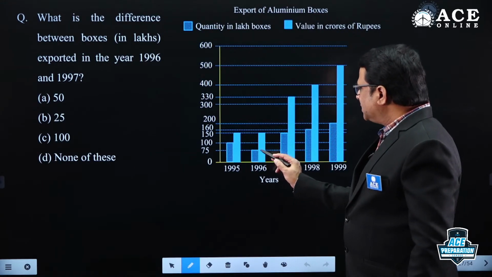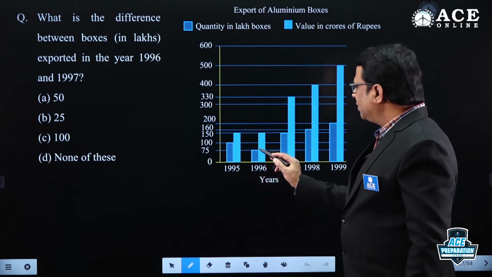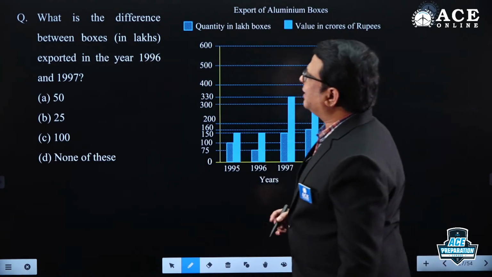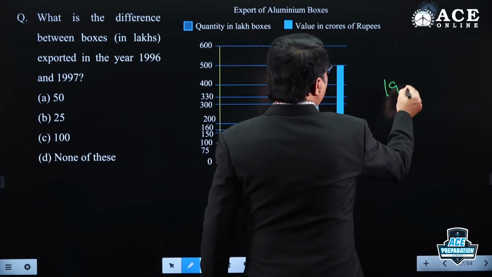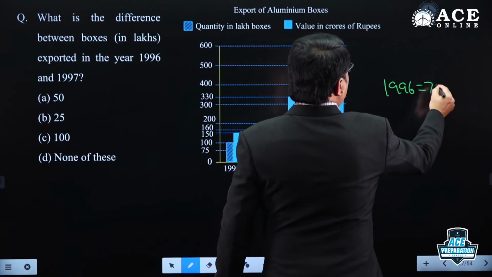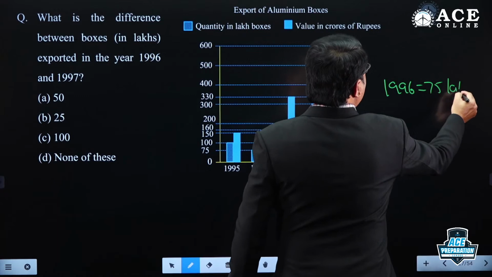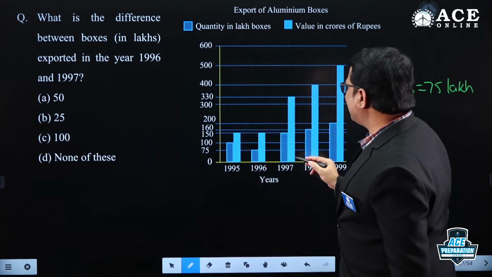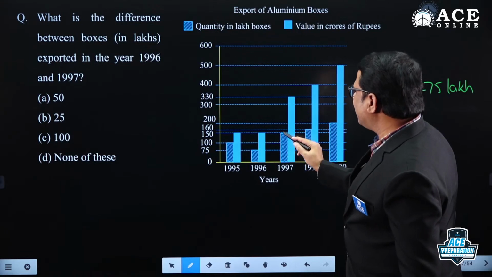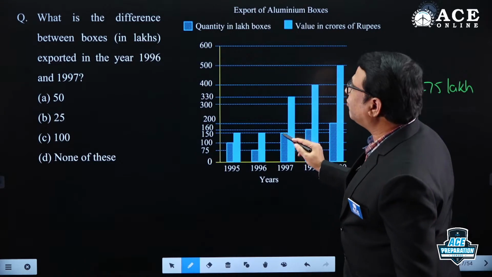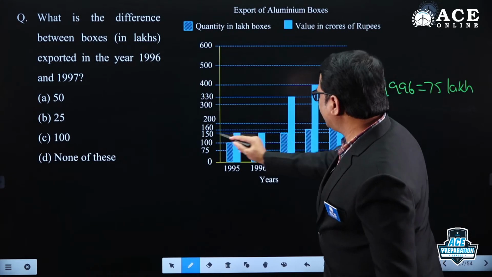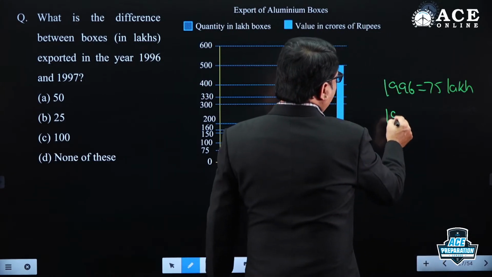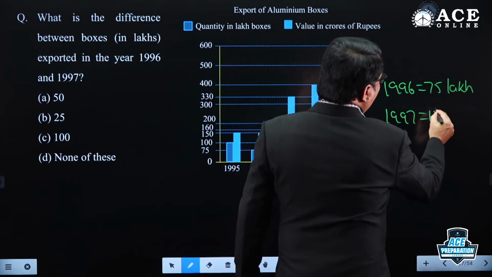75. You can see here 75. Okay? Then I write here, if you want, 1996, 75 lakh boxes. And in the year 1997, how many boxes? 150. Okay. In the year 1997, 150 lakhs.